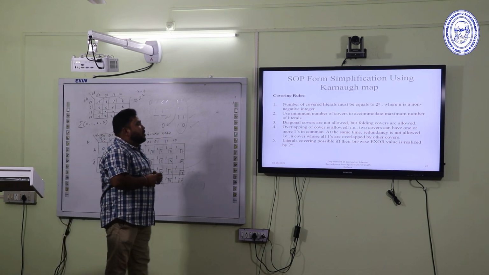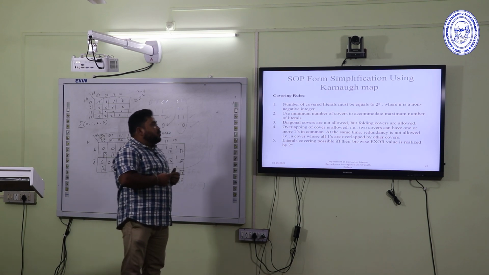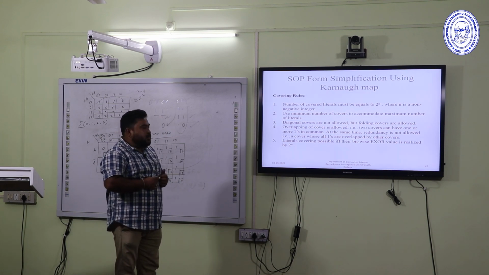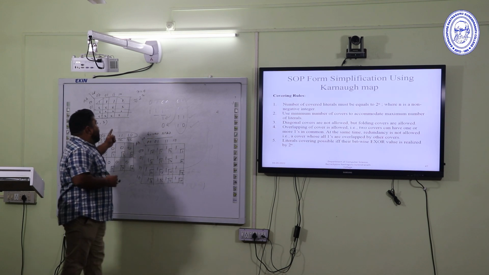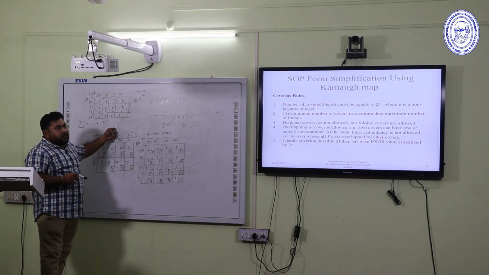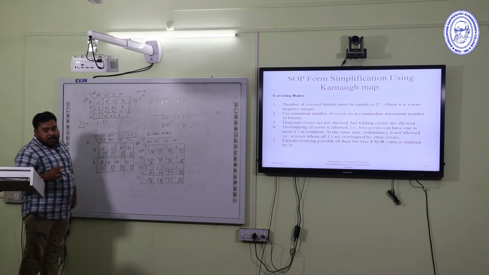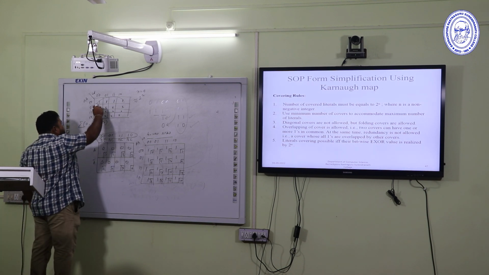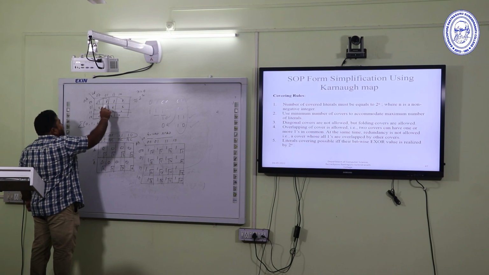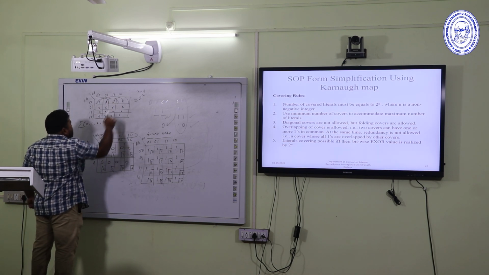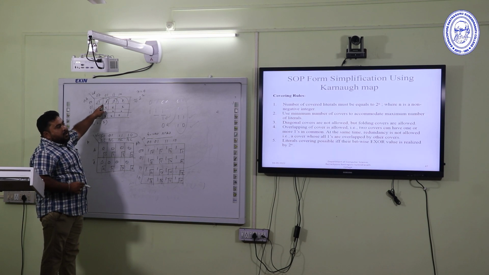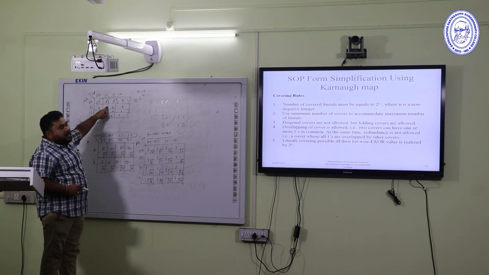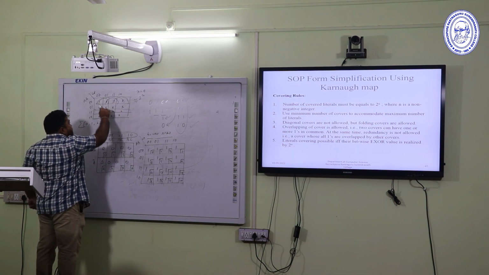Number 2, use the minimum number of covers to accommodate the maximum number of literals. So I have to use the minimum number of covers that will accommodate the maximum number of literals. In this example, if I would like to cover this way, this one and this one, here extra 2 covers are there, but in that case I have to use the minimum number of covers. So in that case we are covering as a whole.